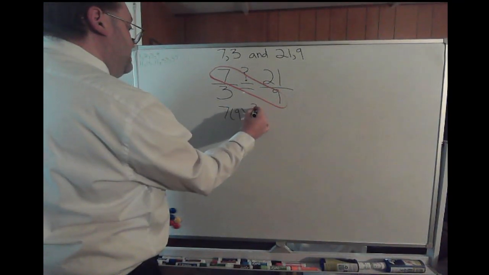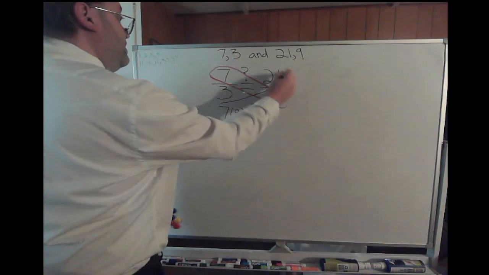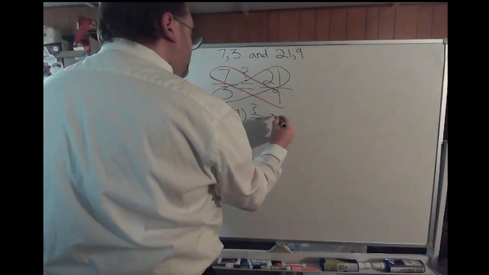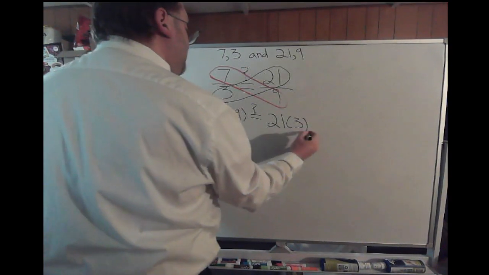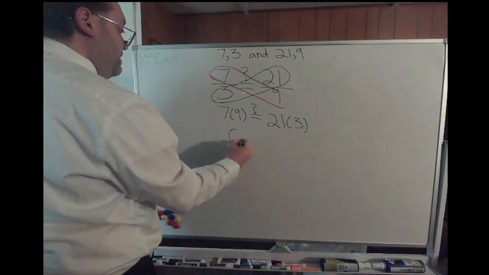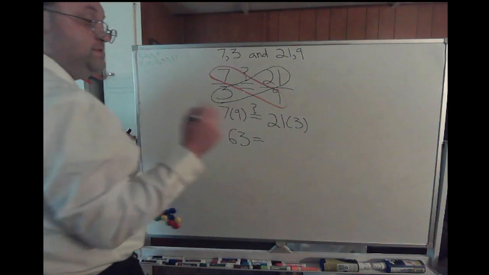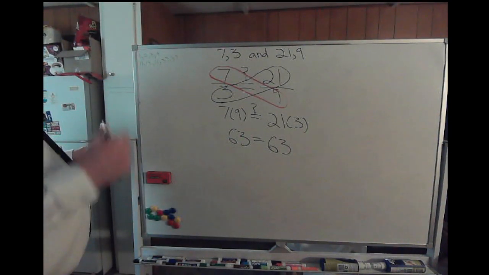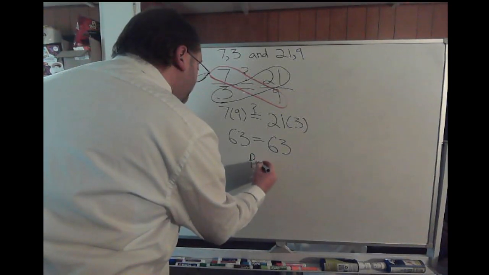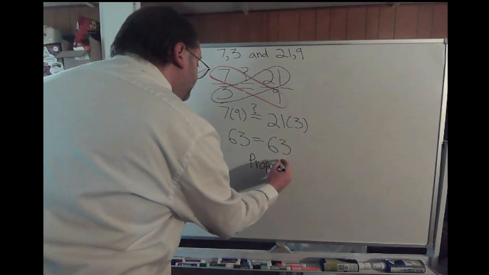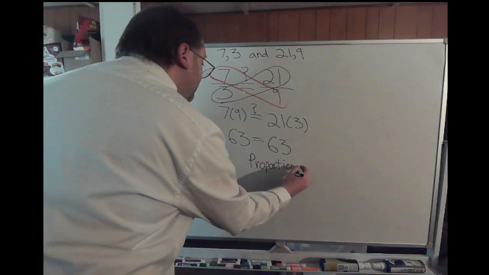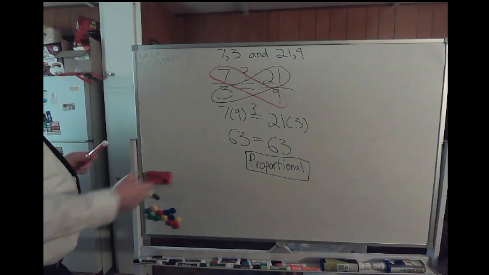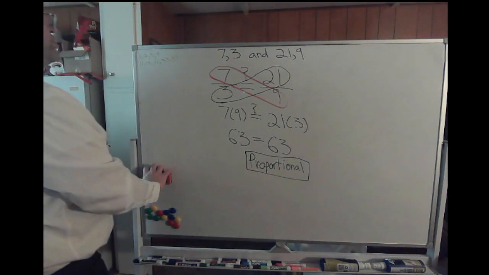And is that going to be equal to the cross product of 21 and 3? 21 times 3 is, well, we'll do that in a second. You'll have 21 times 3. So 7 times 9, that's 63. 21 times 3 happens to be 63 as well. 63 does equal 63, so yes, these two sets of numbers are proportional to each other. They are in fact proportional. So since you got a true statement of 63 equaling 63, they're proportional.